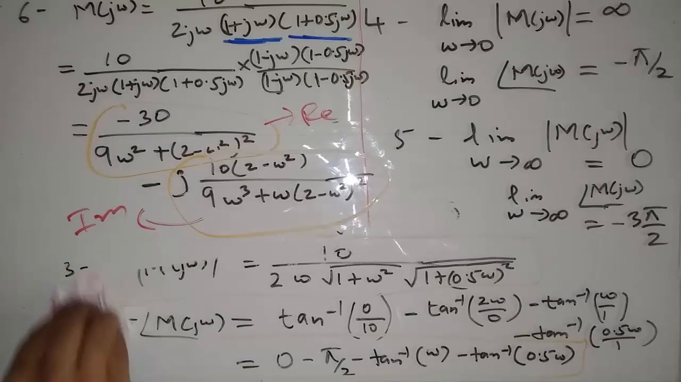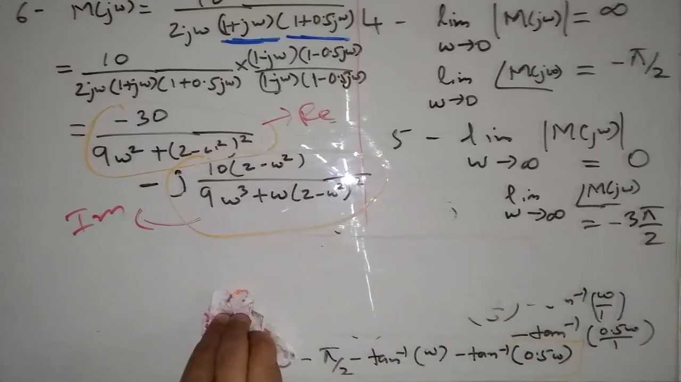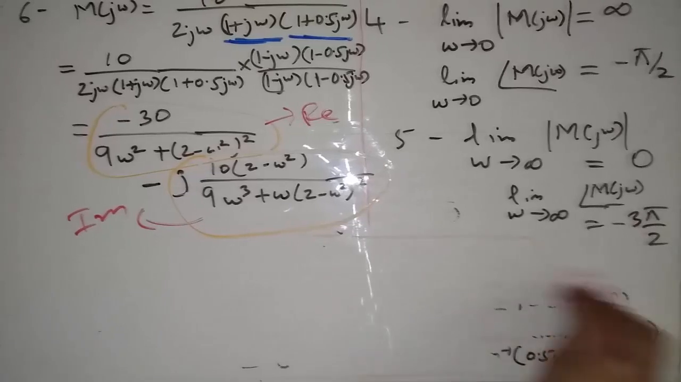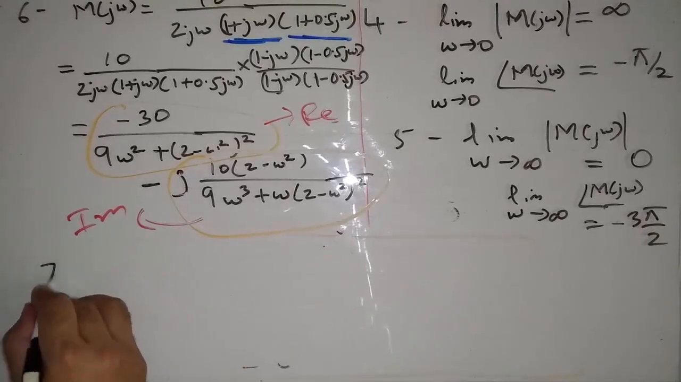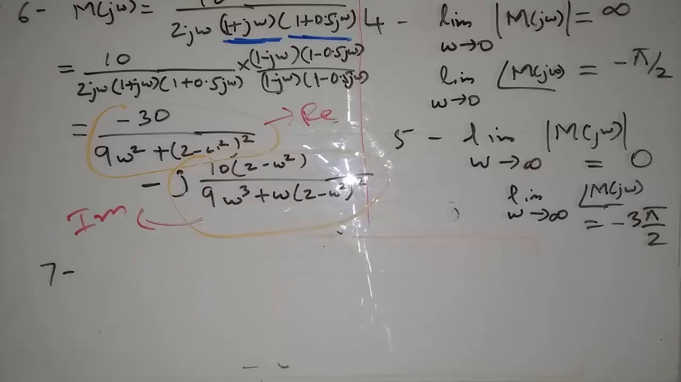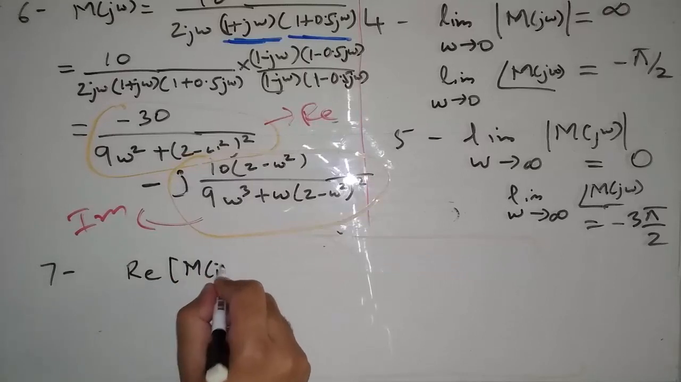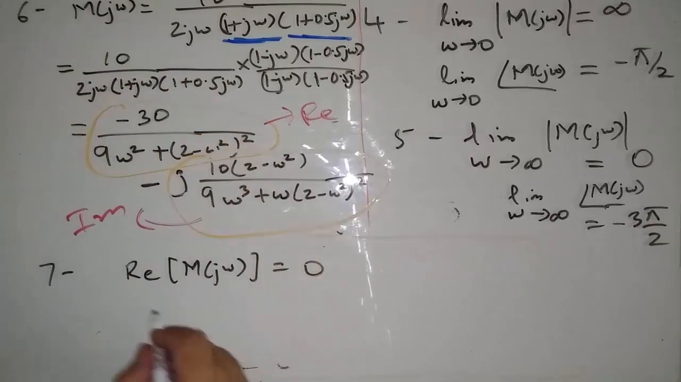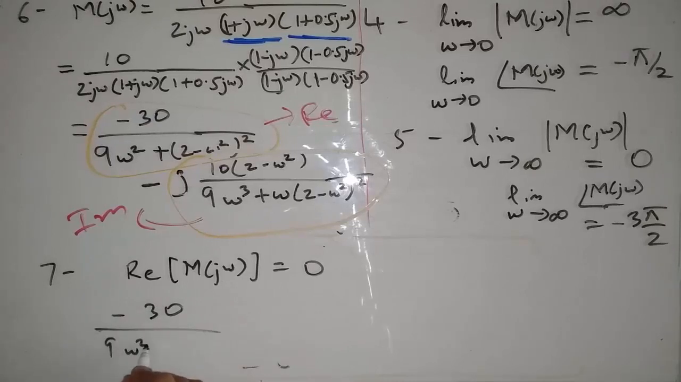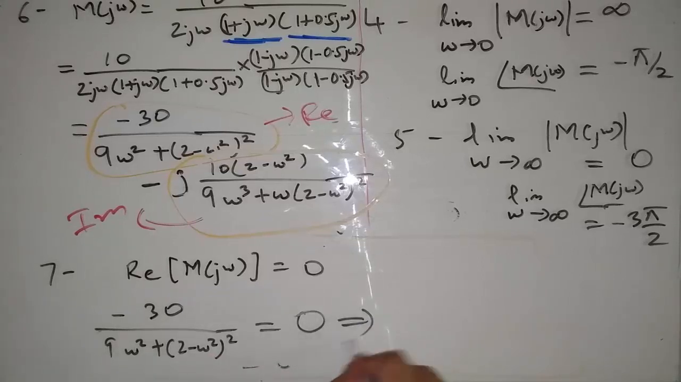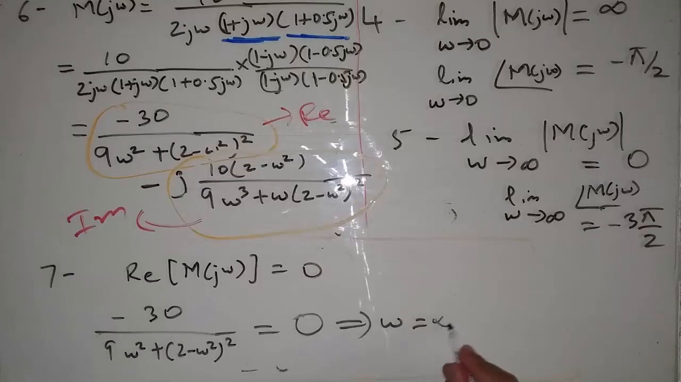Now the seventh step says to find the intersection with real and imaginary axis. In order to find the intersection with real and imaginary axis, we are going to compute each of these terms, real put to 0 and imaginary put to 0. So if we put real part of M(jω) equal to 0, we are going to compute this: minus 30 upon 9ω square plus (2 minus ω square) whole square equal to 0. So this will give us the value ω equal to infinity.